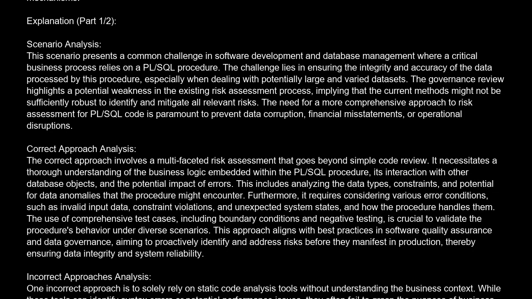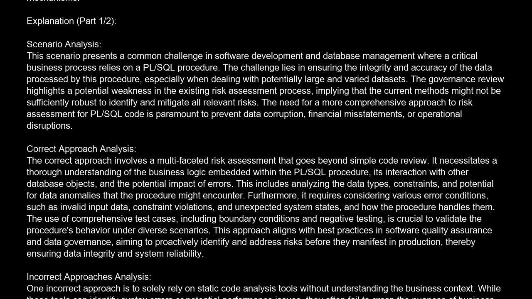The correct answer is B. Implement a comprehensive testing strategy that includes negative test cases, boundary value analysis, and integration testing with related database objects, alongside a thorough review of the procedure's business logic and error handling mechanisms.